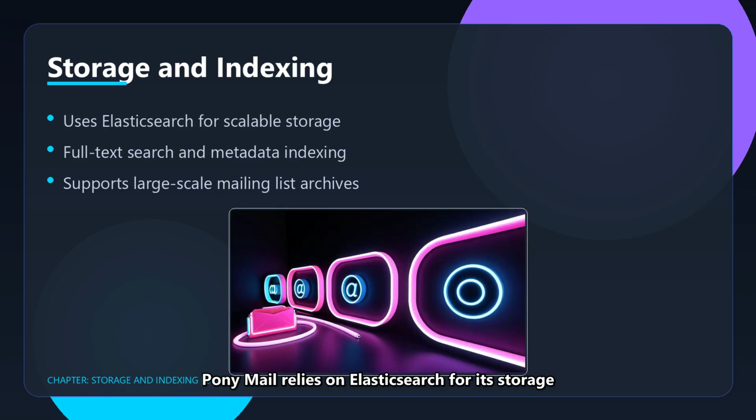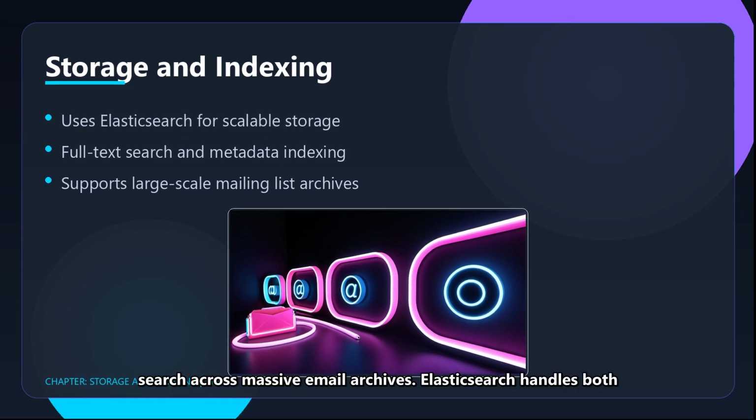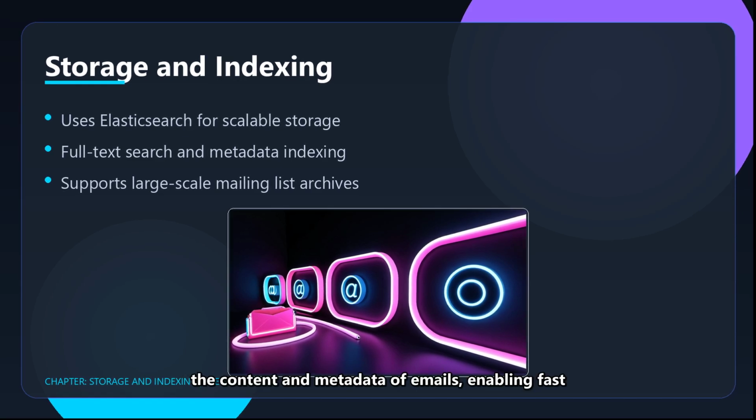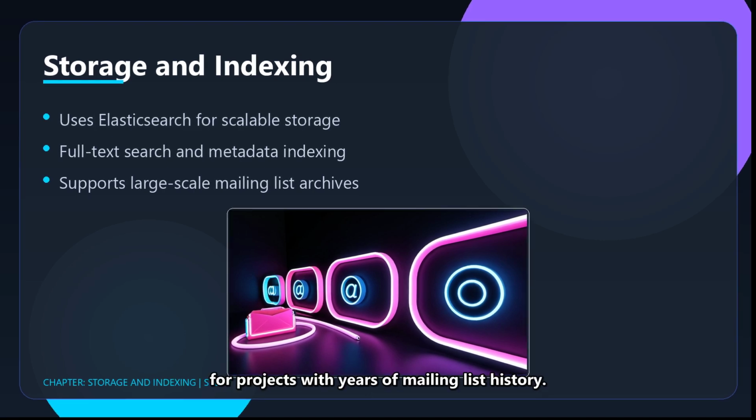Pony Mail relies on Elasticsearch for its storage and indexing capabilities. This allows for scalable, full-text search across massive email archives. Elasticsearch handles both the content and metadata of emails, enabling fast queries and advanced analytics. This is particularly useful for projects with years of mailing list history.